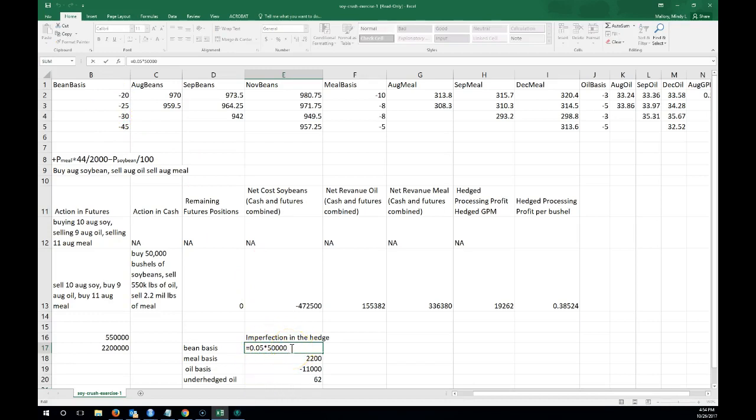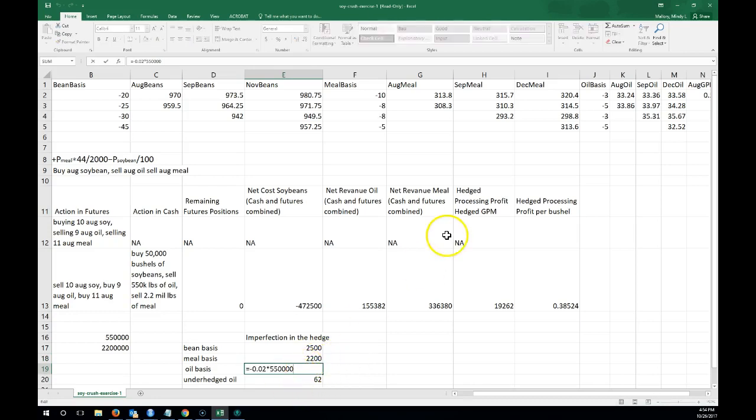So 5 cents times 50,000 bushels, we got a benefit of $2,500 from the basis moving down by 5 cents. Similarly, in meal, the basis moved down by $2. And remember, that's dollars per ton, so I'm just dividing by 2,000 to make it dollars per pound, multiplying it by the number of pounds that we produced, and we get a benefit of about 2,200 from that. Now here's where the biggie comes in.